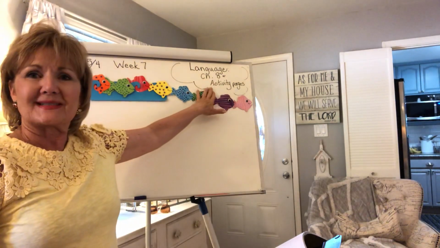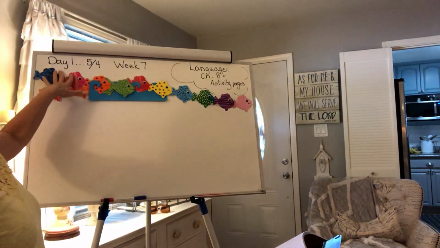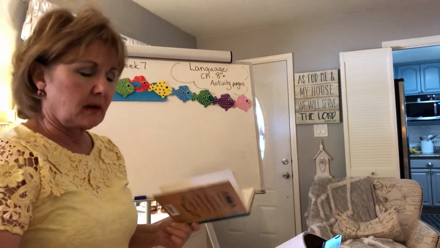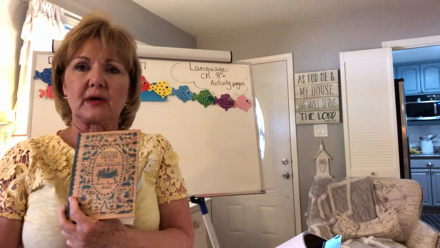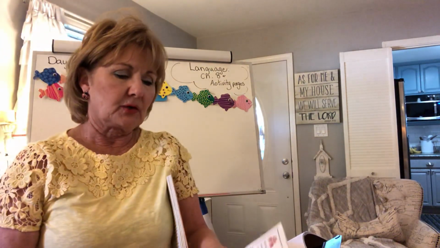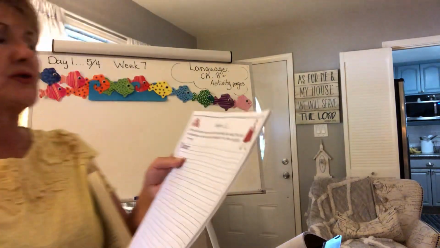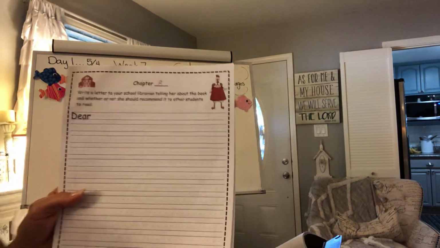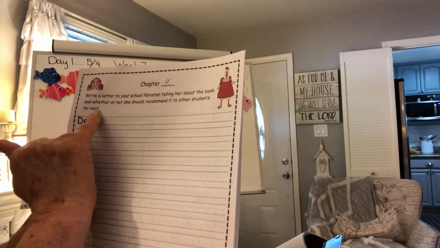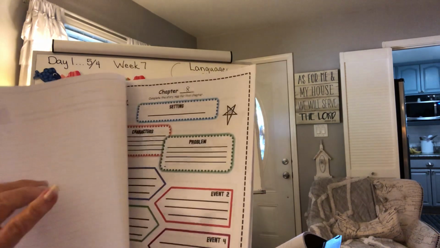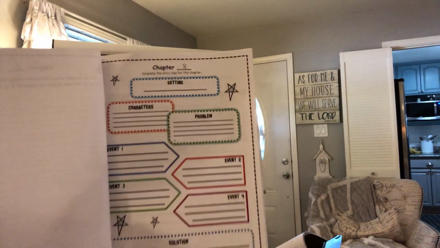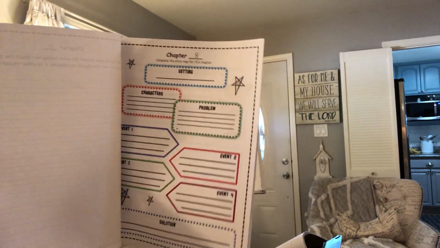Okay, you guys, it's time for language. We are on day 1 of week 7, and you have out your Little House in the Big Woods book, and you're going to turn to the next page where it says to write a letter. So go ahead and put chapter 8 up there, okay? And on the very next page, also put chapter 8 because we'll be doing both of those pages, okay?